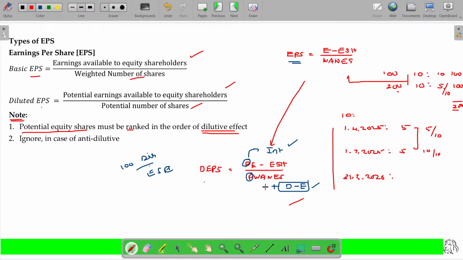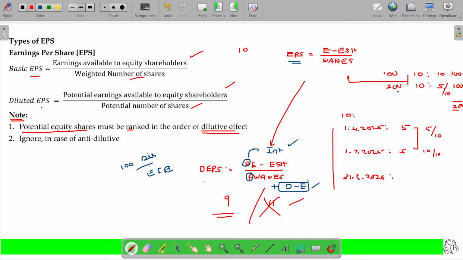Using that you have to find out the dilution. See, for example, 10 rupees is the earnings per share you expected. Because of this conversion, your earnings per share decreases to 9. Then it's called dilution. If, after the debentures are converted into equity shares, the EPS, rather than decreasing from 10 to 9, increases from 10 to 11, this is called anti-dilution. Never bother about that.